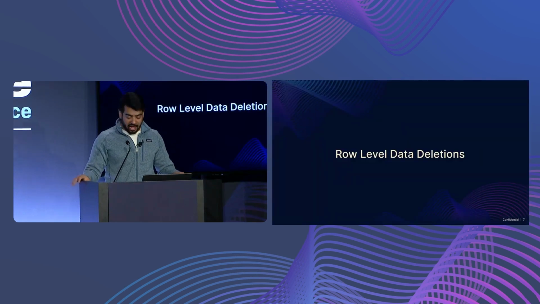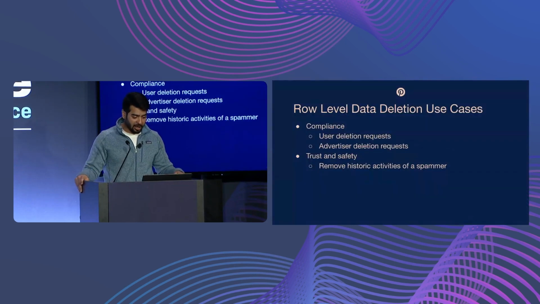Okay, so now we'll be talking about the meaty stuff, row-level data deletions. At Pinterest, there were primarily two reasons for us to look into row-level data deletions. One was compliance, and I'm sure I'm not alone when I say this. For Pinterest specifically, we had to honor the user data deletion request and also the advertiser data deletion request. The other suite of use cases were mostly around trust and safety, where we wanted to remove historic activities of a spammer.